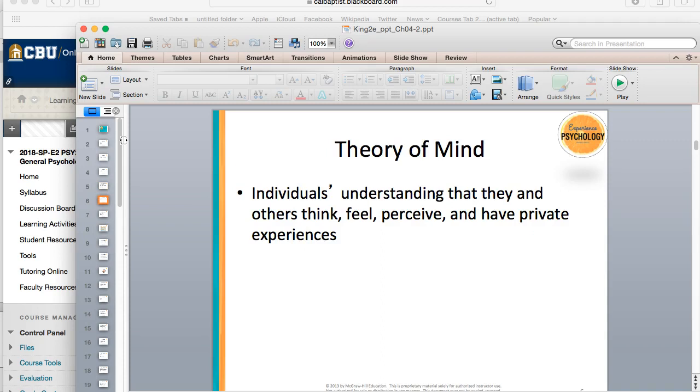Individuals understanding that they and others think, feel, perceive, and have private experiences. And this speaks to the notion that you can't always expect people to do things the way you would do them. And this is a major thing in psychology, because I think that with specific people who are not just in mental health, but in general, people always expect or think that someone is going to have the same experience as them. But we all have different experiences. We all experience things differently.